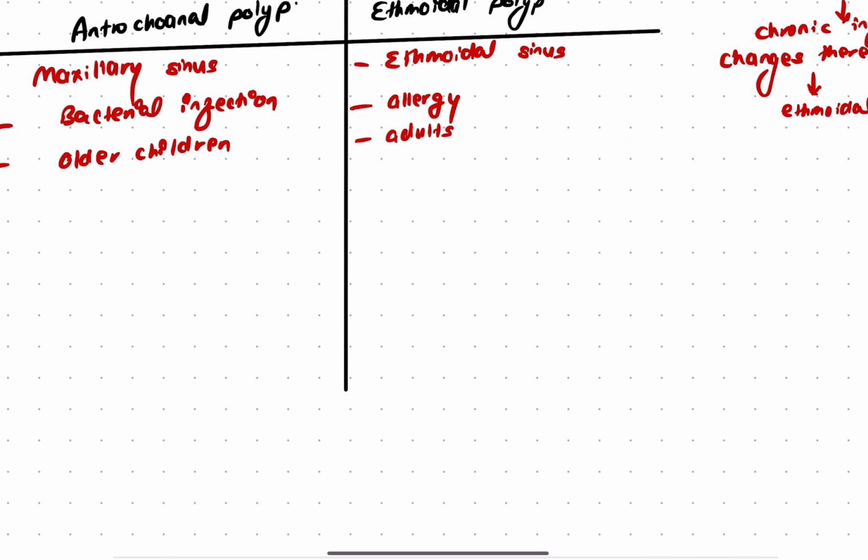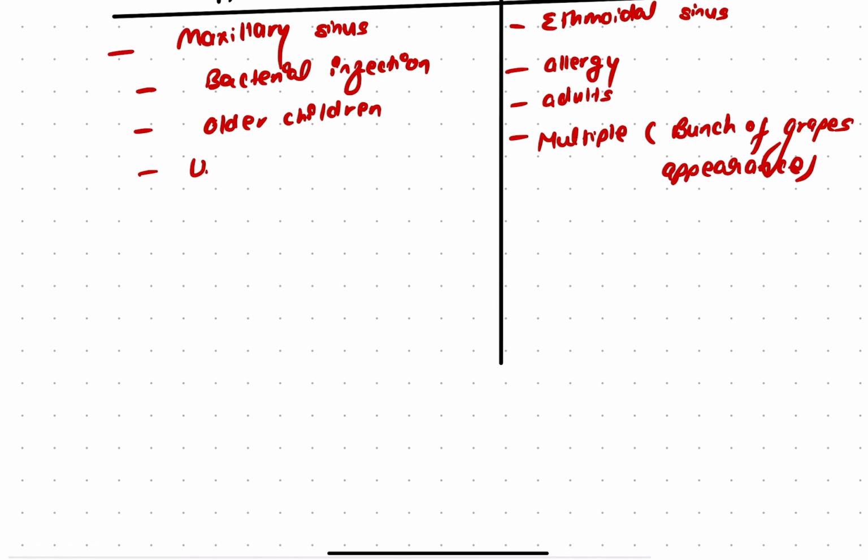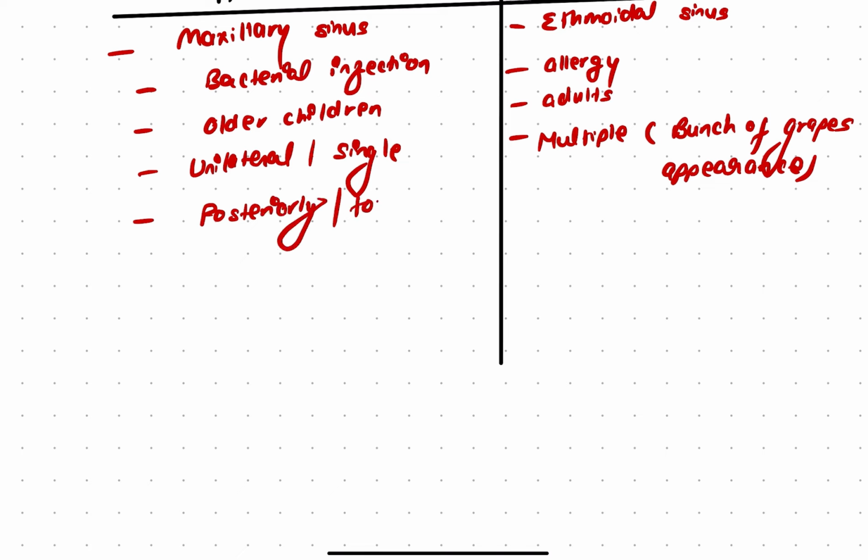So the ethmoidal polyp number is multiple, and they look like a bunch of grapes, while the antrochoanal polyp is unilateral and single in number. It grows posteriorly due to the posterior air current and negative air pressure towards the choana, and it grows anteriorly due to the effect of gravity.